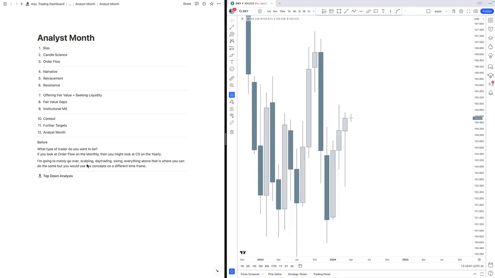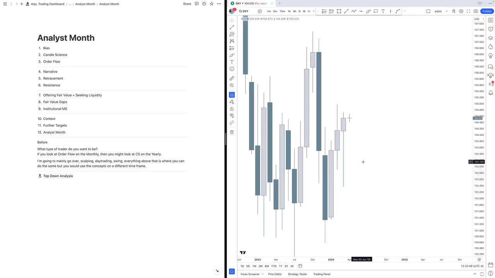Everything above that is where you can do the same, but you would use the concepts on a different time frame. And the reason I mention that is because order flow, institutional market structure, for me is not relevant on the monthly time frame. I do not care where the next 5 candles are going to go. I care where the next monthly candle is going to go, because in that next monthly candle, that's what I want to capitalize on. That is very important to understand, so we don't waste our time trying to find out where the next 5 monthly candles are going to go, which is quite futile unless you are, again, a position trader that wants to know that and that wants to hold trades for months.